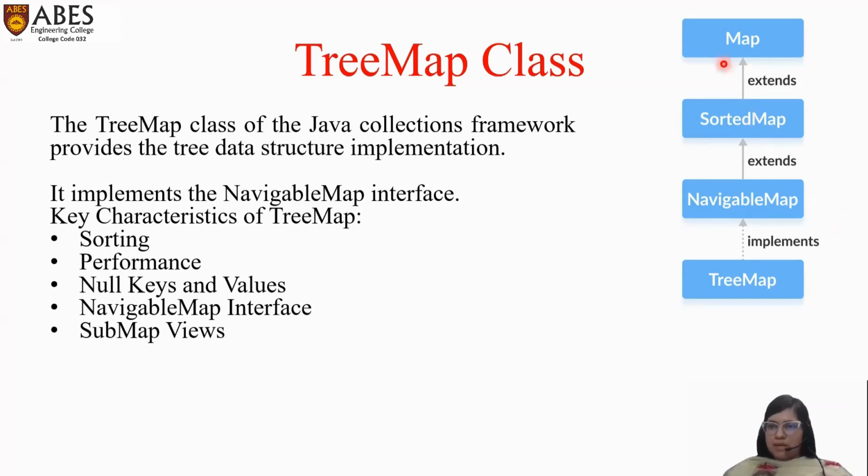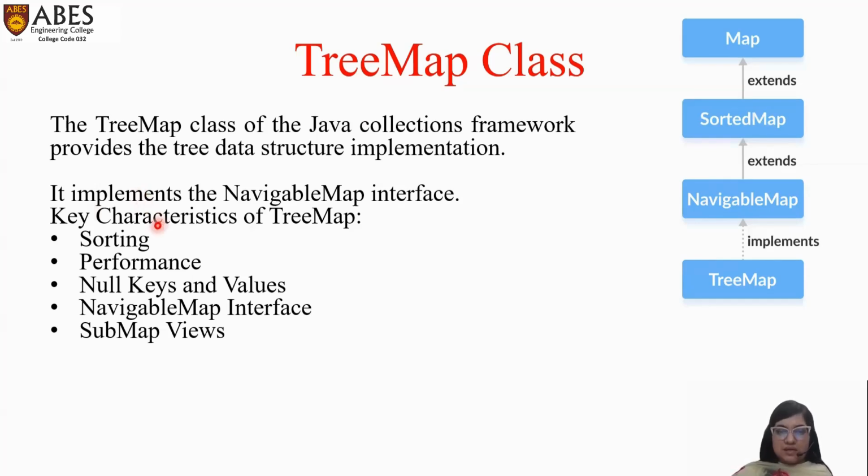In this, first we have the Map interface, then we have the SortedMap interface. This is extended by the Map. And then NavigableMap is extended by the SortedMap. And in this, we have the TreeMap class. It's implemented by the NavigableMap interface.